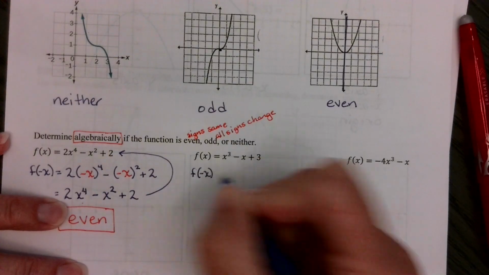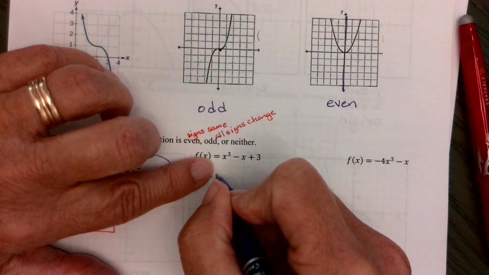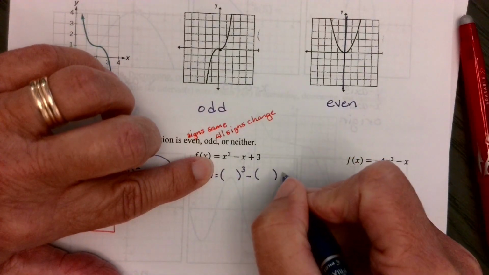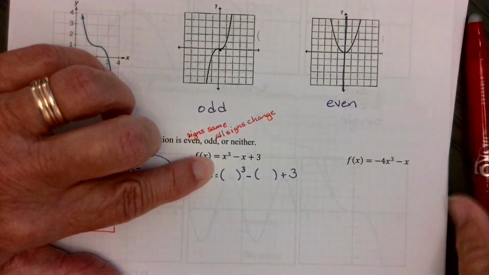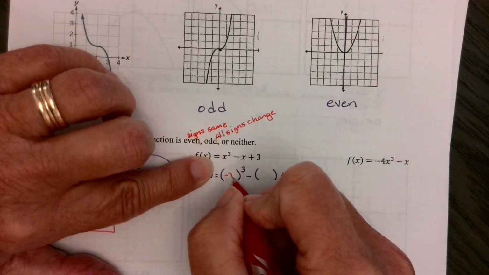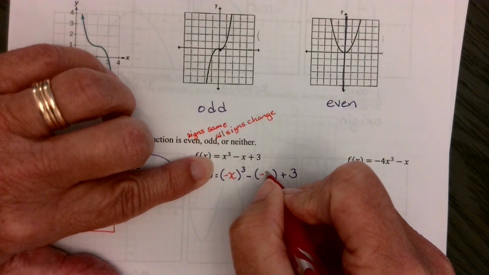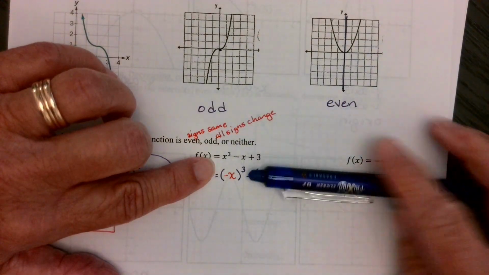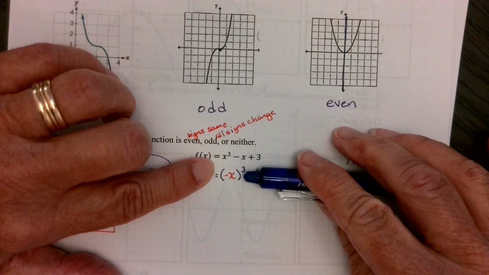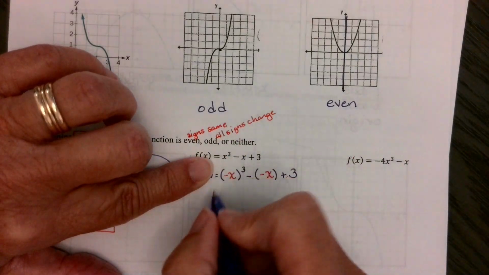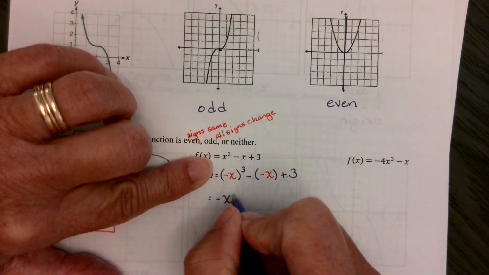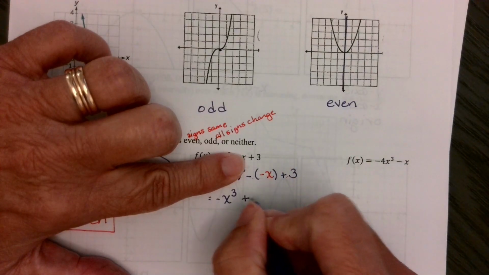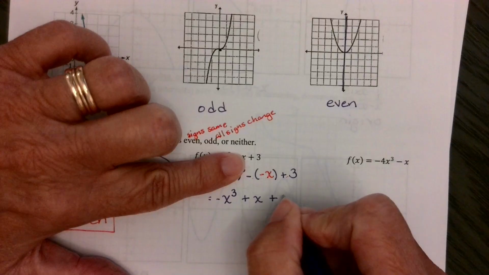You're going to plug in a negative x. So we're going to have negative x to the 3rd power minus a negative x plus 3. Negative times a negative times a negative gives us a negative x to the 3rd. A double negative becomes a positive x plus 3.